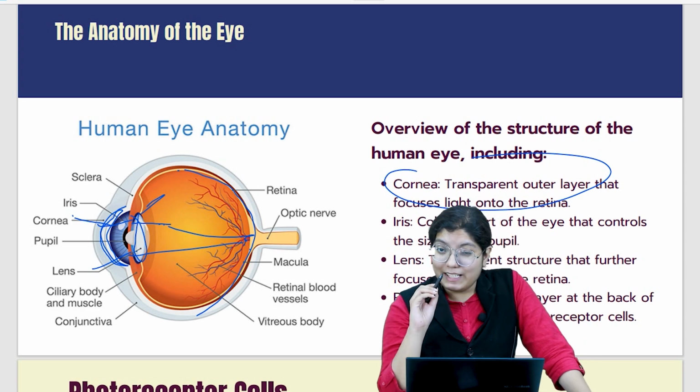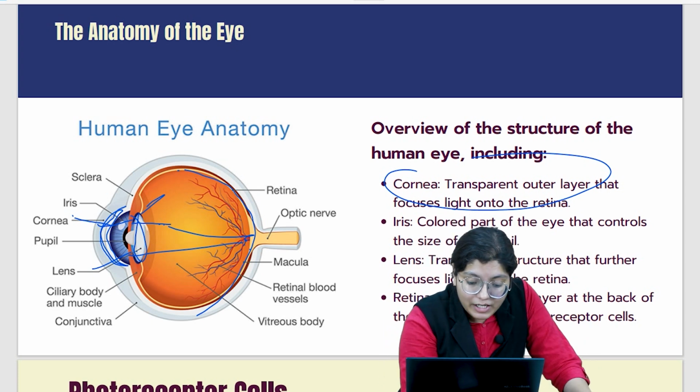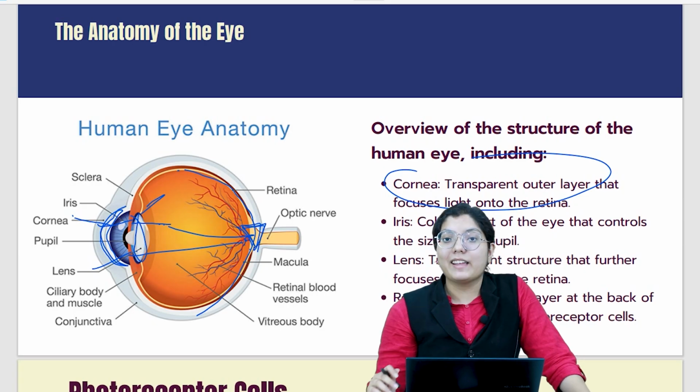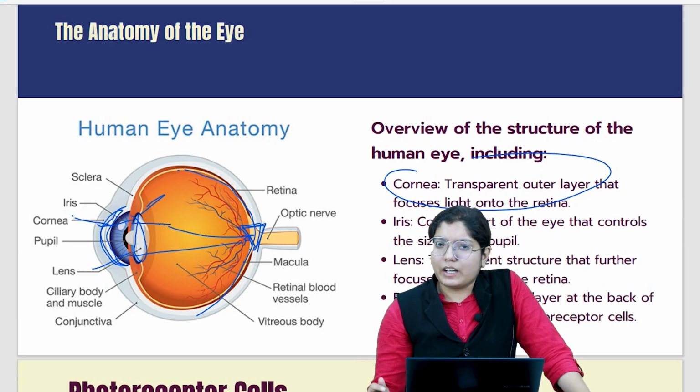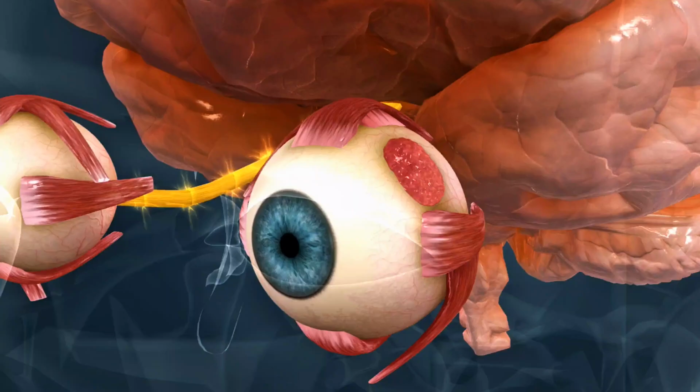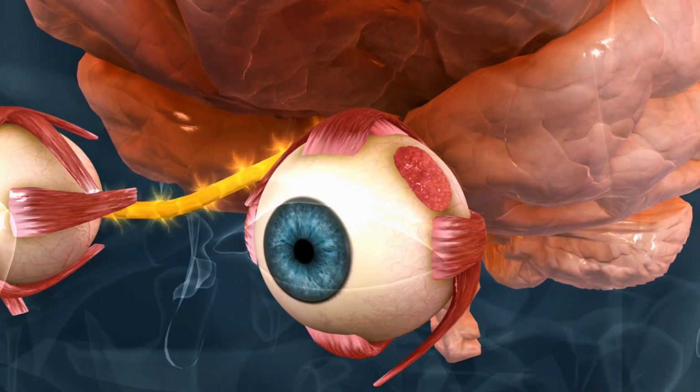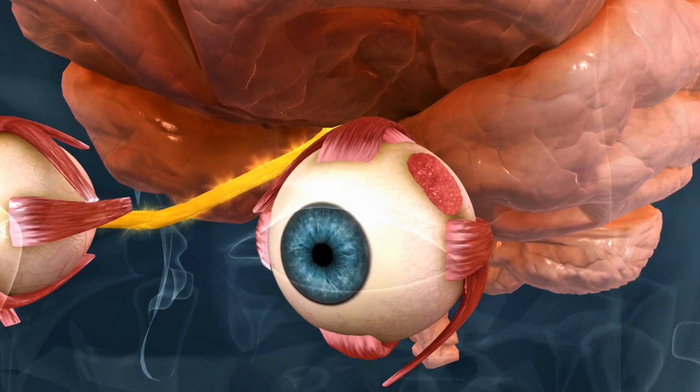But interestingly enough, this image would be inverted. For example, if you are seeing a triangle, the triangle would be inverted. But then how come you are able to see things straight and not inverted? It is because your brain is able to transform this inverted image back into normal.